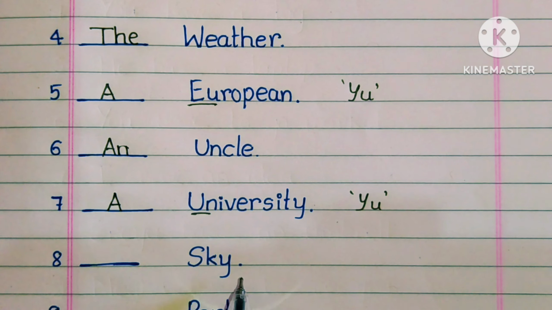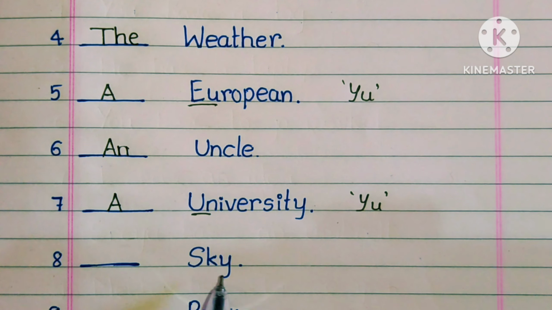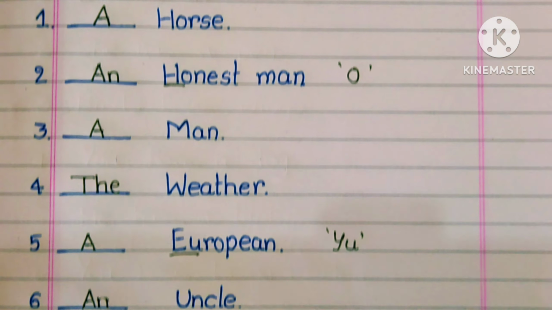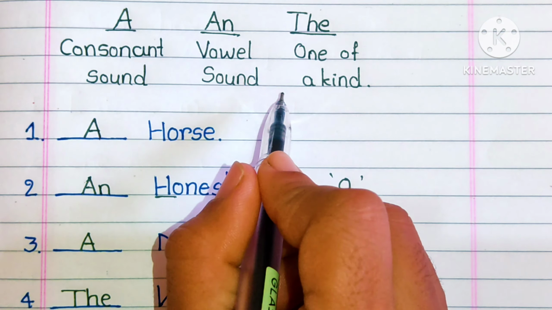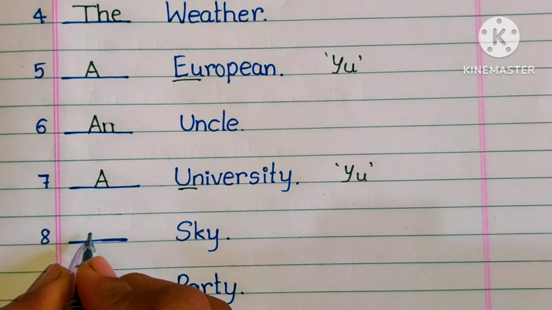Eighth one, dash sky. Here sky is one of a kind. That's why we have to use here the. Let's see here, one of a kind. Let's write the.